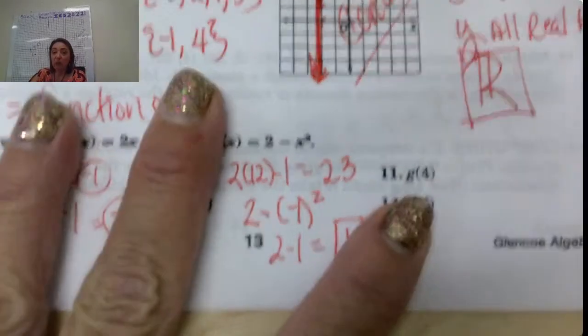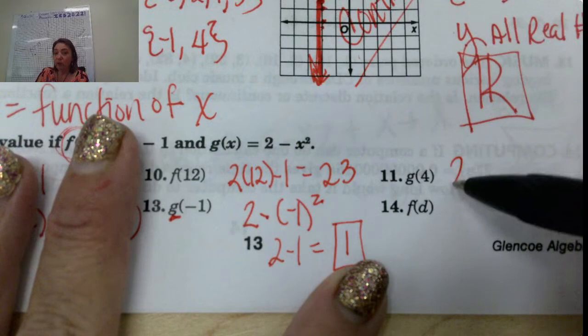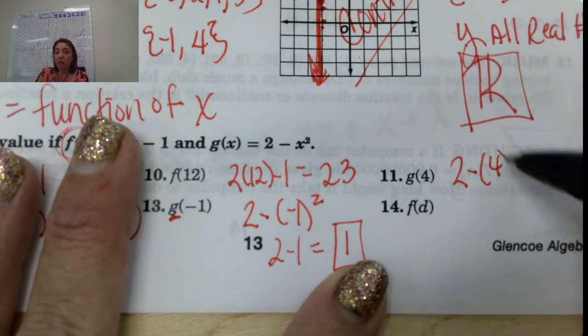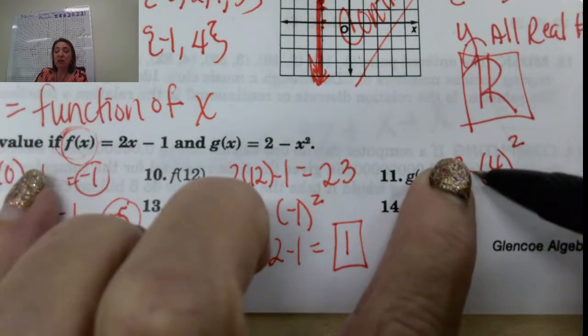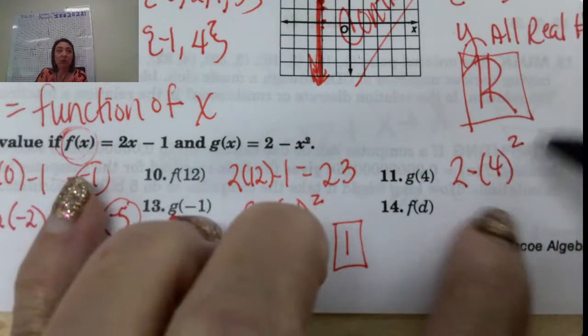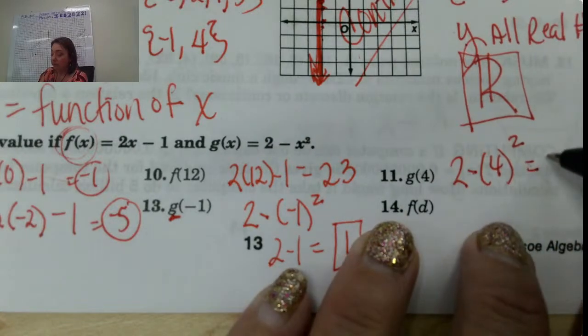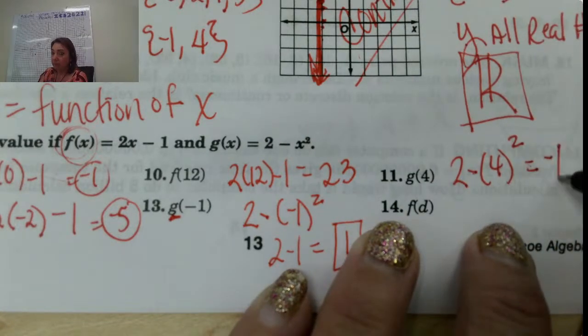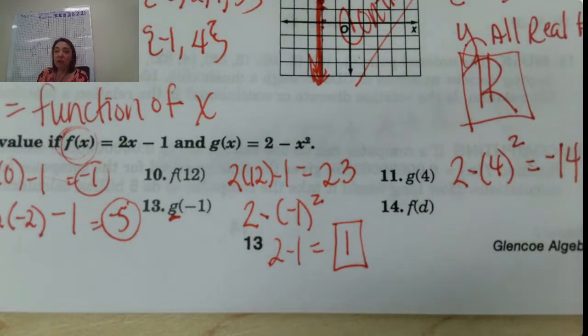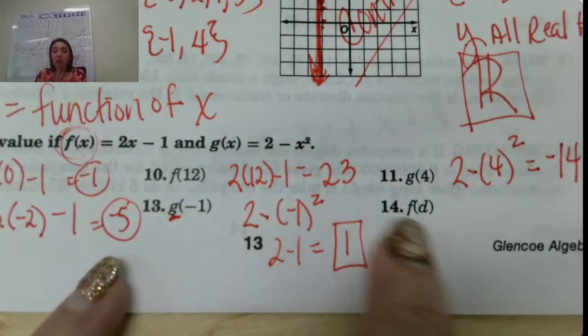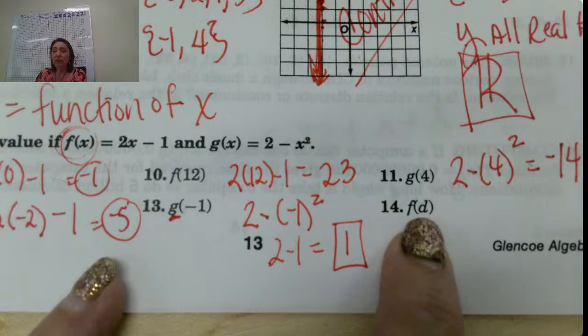And then like number 4 there. So that's going to be 2 minus 4 squared. Notice that's not a negative 4, that's minus whatever you get when you do 4 squared. What is 4 squared? What's 2 minus 16? Thank you.